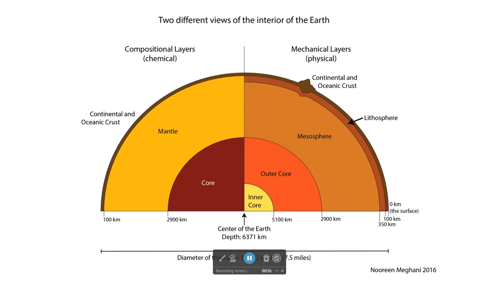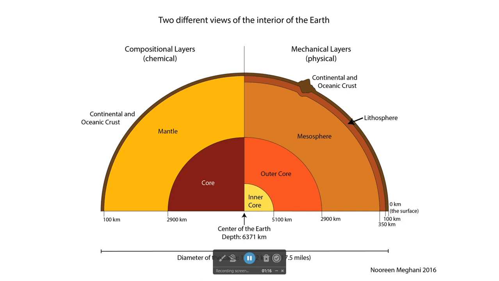But the other way of viewing the interior of the Earth is by looking at the mechanical layers, or the way that they physically behave or move. This has further divisions. The inner core is a solid core. It's made of metallic nickel. The outer core is a liquid layer of this.